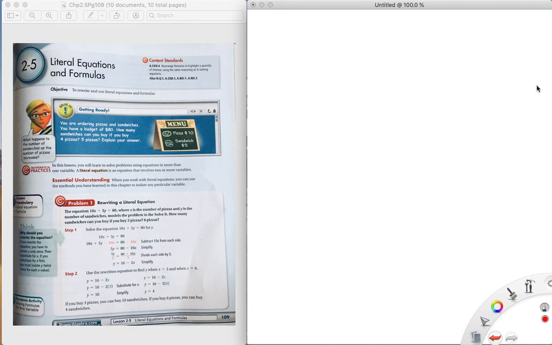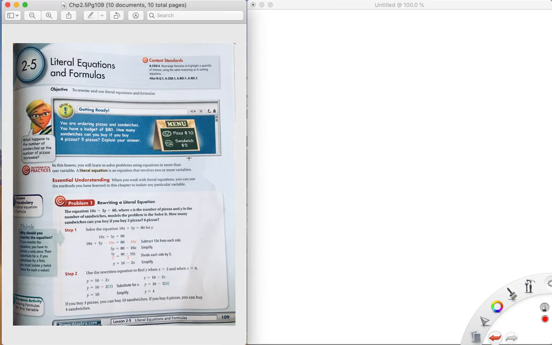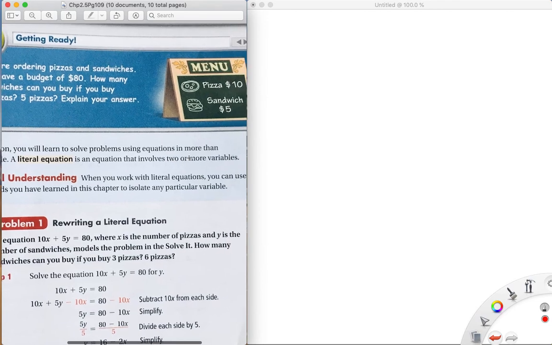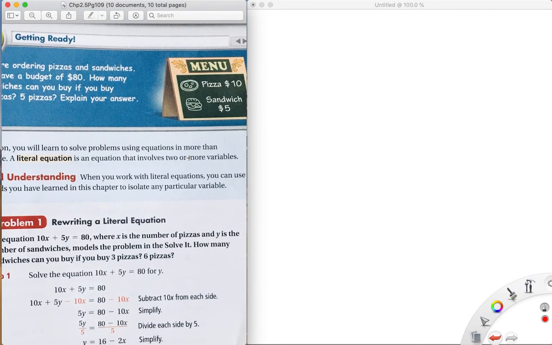Alright, so this is Algebra 1 Semester 1, Chapter 2.5 and 2.7: literal equations, formulas, and proportions. So 2.5 deals with something called a literal equation. And a literal equation is just an equation that has two or more variables.